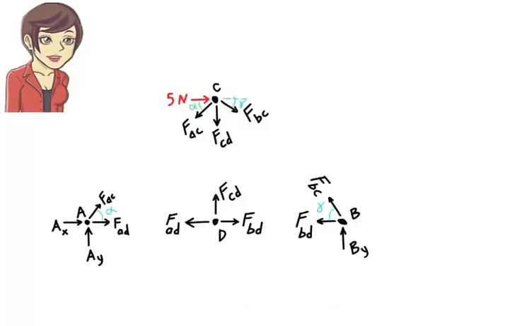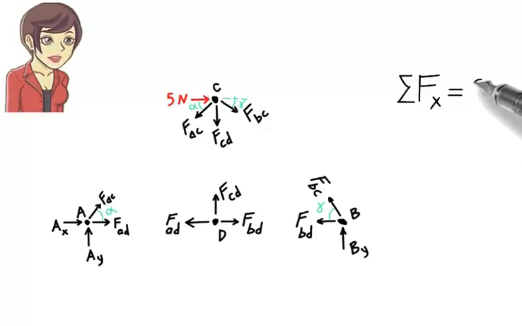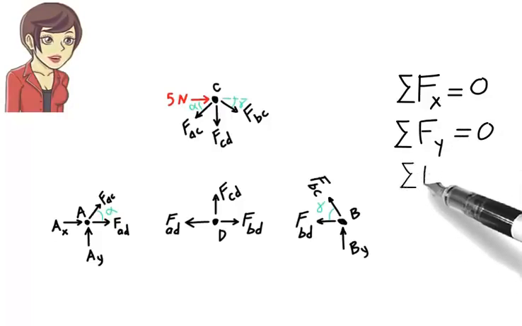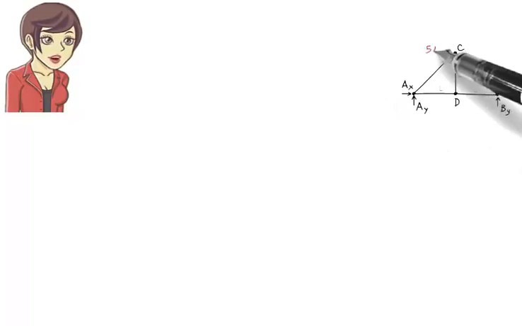When we say each joint has to be in equilibrium, we are saying at each joint, sum of the forces in the x direction must be 0. Sum of the forces in the y direction must be 0. And sum of the moments about the joint must be 0. Note that the moment equation is automatically satisfied since all the joint forces pass through the joint. So we only need to show that the other two equations are satisfied. Let's see how this works for joint A.